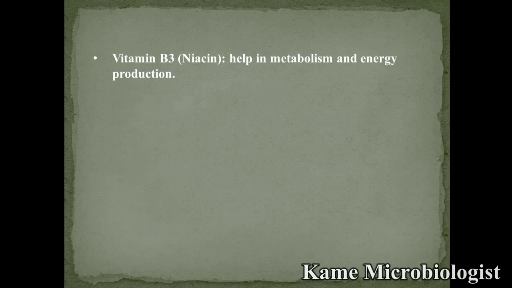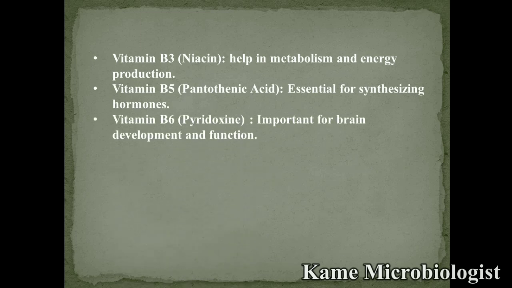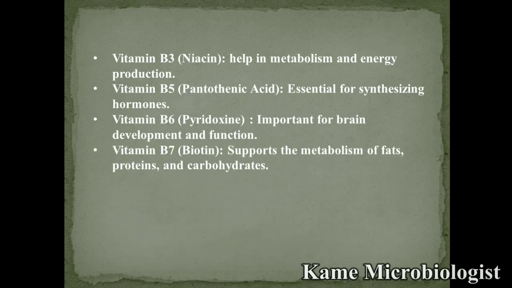Then we have vitamin B3, called niacin, and it is important in the metabolism process as well as in energy production. Then we have vitamin B5, which we call pantothenic acid, and it is important to synthesize hormones. We have vitamin B6, which we call pyridoxine. It is important for brain development and proper brain function. Then we have vitamin B7, which we call biotin. It is responsible for metabolizing fats, proteins and carbohydrates to release energy.